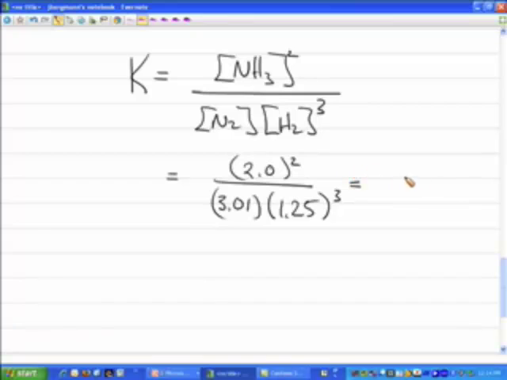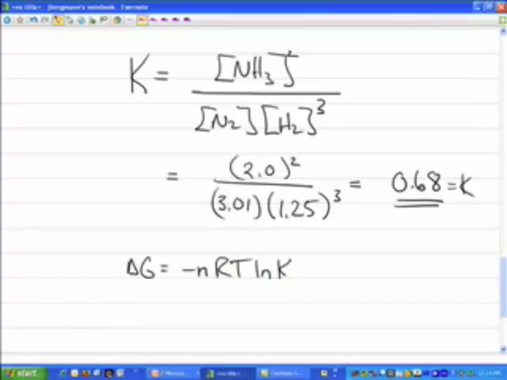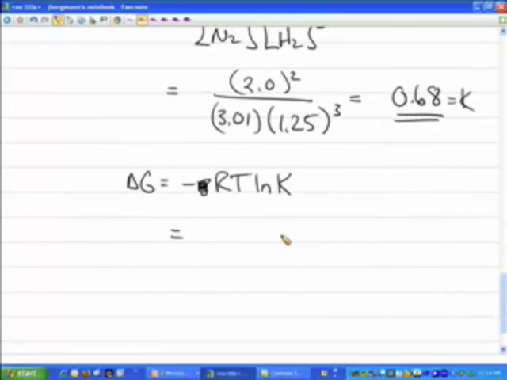There we go. 0.68. All right, so that's K, folks. And our equation was delta G equals negative RT natural log of K. Not nRT, negative RT. And of course, R is 8.3145. Temperature is 389 in this one.